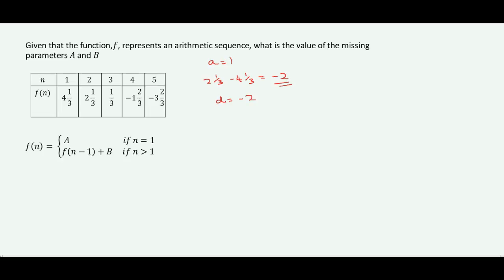So now let's plug this into the function that we have here. So f of n is equal to A, which is actually 4 1/3 when n is equal to 1, and it's f of n minus 1, minus 2 when n is greater than 1.